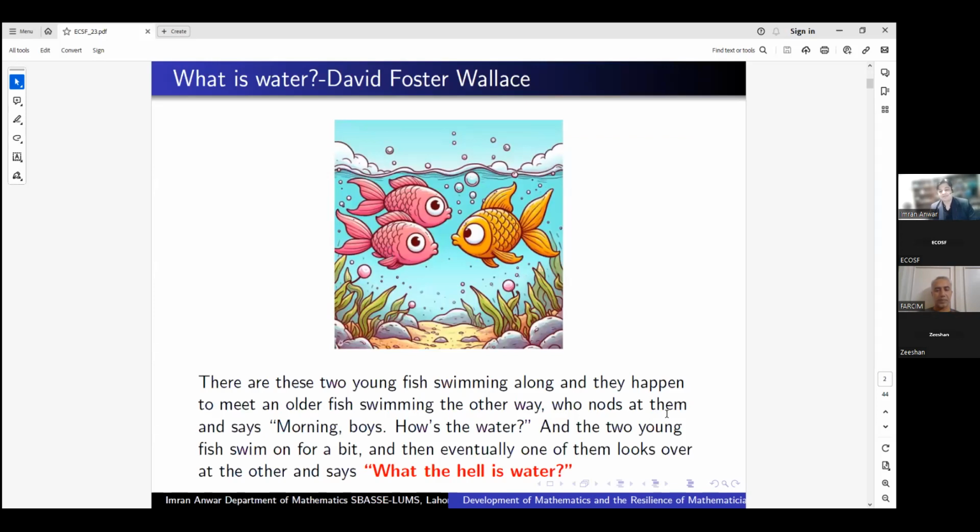is from the famous speech of David Foster Wallace about the three fish. Two young fish, you can see in the picture, came across an older fish, and the older fish nodded at them and said, "Hey, hello boys, good morning boys. How's the water today?" And the two young fish swim along in their own direction, and one of them looks at the other and asks, "What the hell is water?"